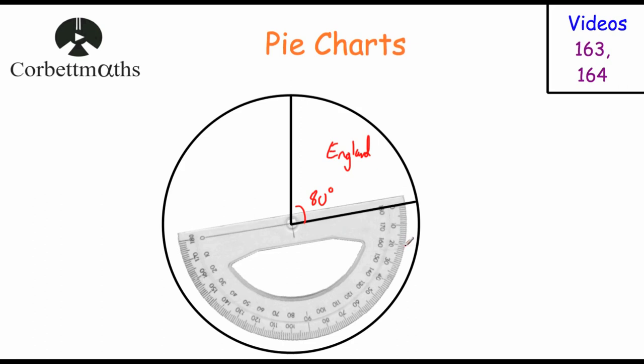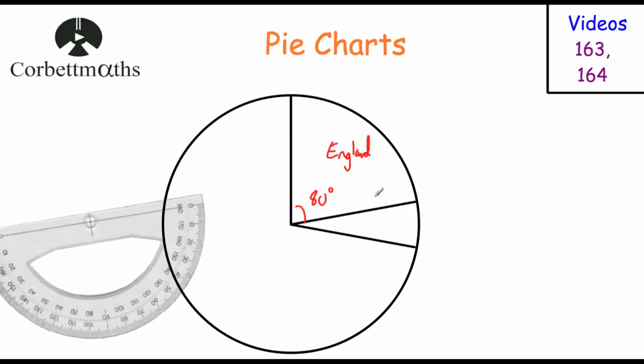So that's here, so put a dot, and then move our protractor and draw a nice straight line through there with a ruler and a pencil. So it looks something like that. So that's 20 degrees. You don't necessarily need to put the angles in, but we do need to label that it's France.